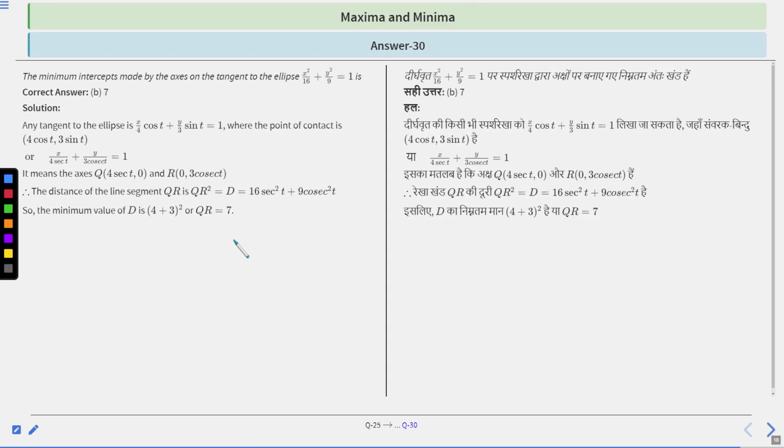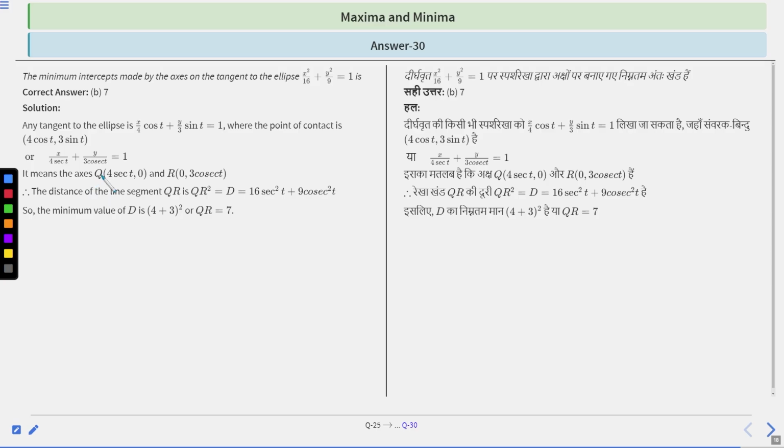Okay, let's move to the solution, part C. Any tangent to the ellipse can be written, as we have discussed, as x upon 4 cos t plus y upon 3 sin t is equal to 1, right? We have taken theta, that is t, where the point of contact will be 4 cos t and 3 sin t, right? Or the equation of tangent can be written in intercept form as x upon 4 sec t plus y upon 3 cosec t is equal to 1.